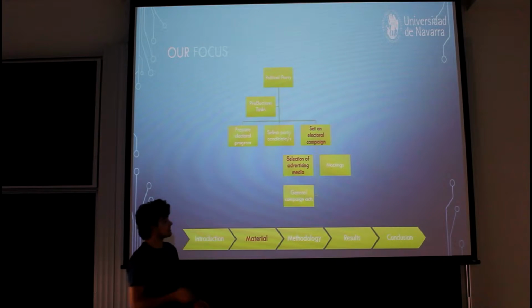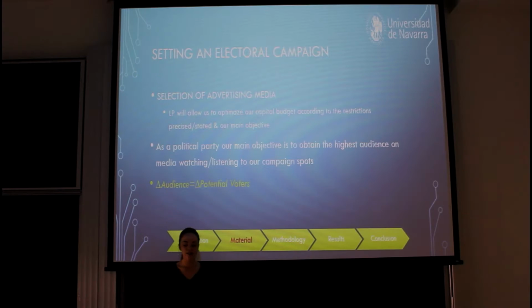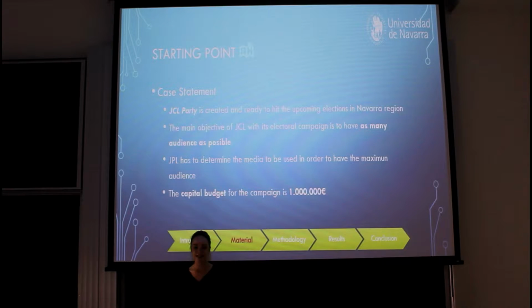votes? Simple. Campaigning. We thought that the most important part is the selection of the advertising media. On the selection of advertising media, it is precise to say that as a political party, the goal is to have the highest audience watching our spots, based on the premise that the higher the audience, the higher the potential voters. Our political party, JCL, is ready to hit the upcoming elections in Navarra.